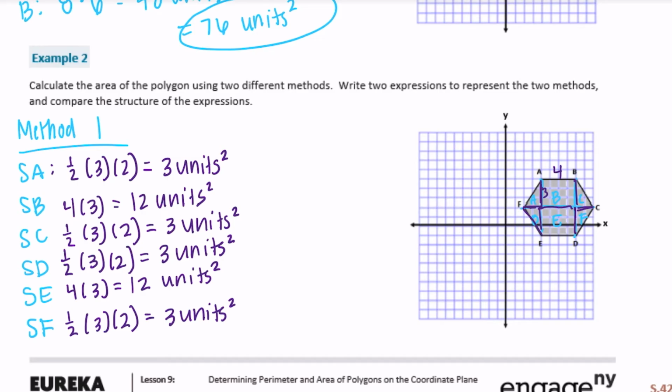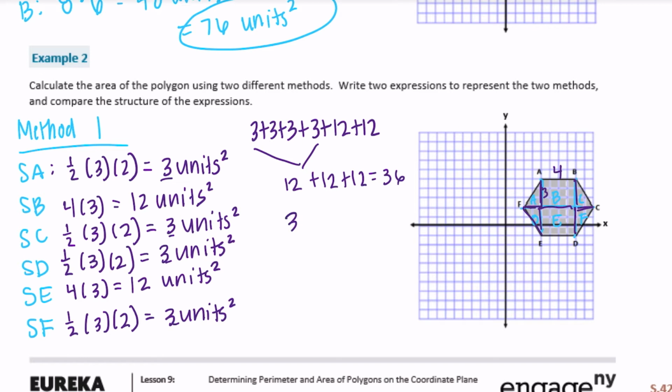Okay, so what we can do is add all of those together. So let's do, I have 1, 2, 3, 4 threes. So 3 plus 3 plus 3 plus 3, and then 2 twelves. So these threes are equal to 12. So we basically have 12 plus 12 plus 12, or 12 times 3 is 36. So the area of this is 36 units squared.